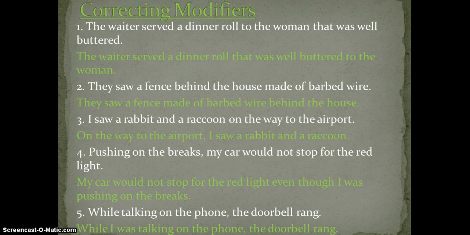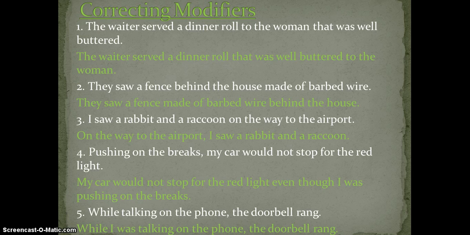For number 4, "Pushing on the brakes, my car would not stop for the red light." So here we have a dangling modifier because we don't have who or what was pushing on the brakes in the sentence. So to fix it, we have to insert this information. "My car would not stop for the red light even though I was pushing on the brakes."